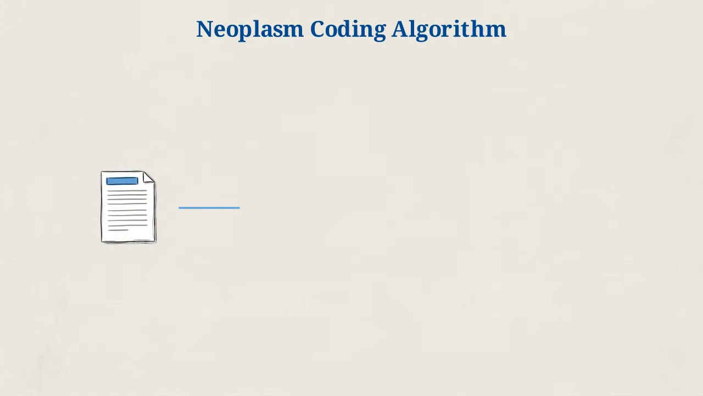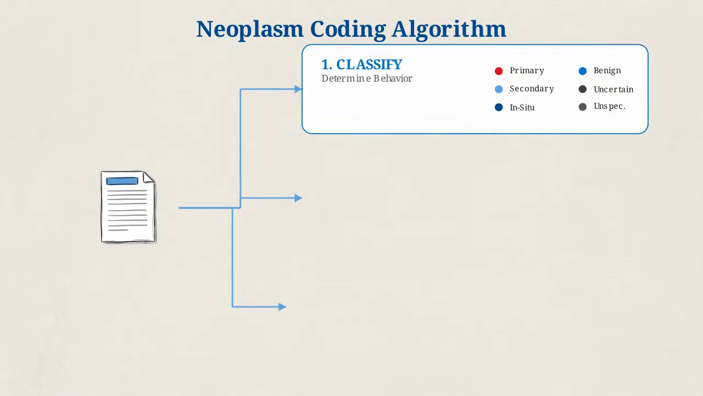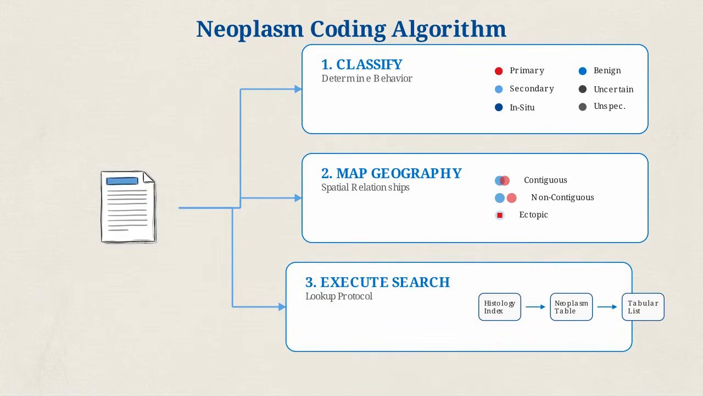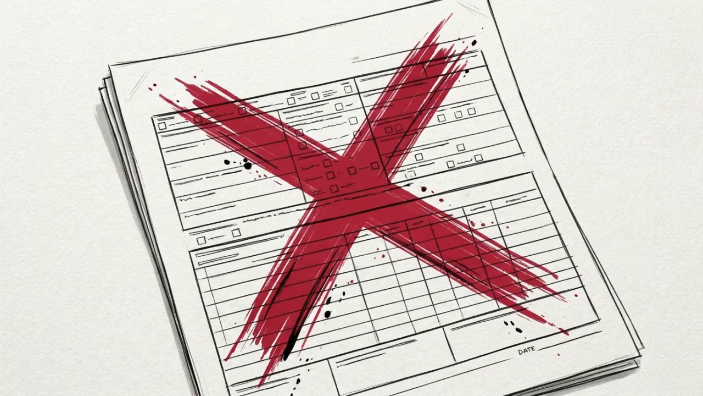Consistent accuracy requires a three-phase algorithmic sequence: determining behavior, defining spatial relationships, and following a rigid lookup protocol. Bypassing this sequence to code based on anatomy alone leads directly to claim denials and audit failures.